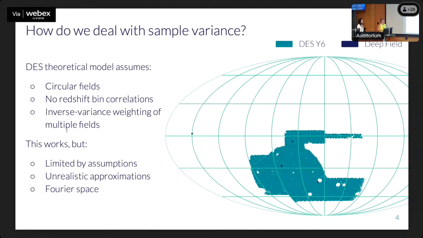They do not assume any redshift bin correlations, and they do something that's called inverse variance weighting of multiple fields, and Boyan's going to touch upon that. So this technically works, but not perfectly, because a lot of approximations go into this, and this is also done in Fourier space. So in order to tackle this, Boyan had a very good idea.